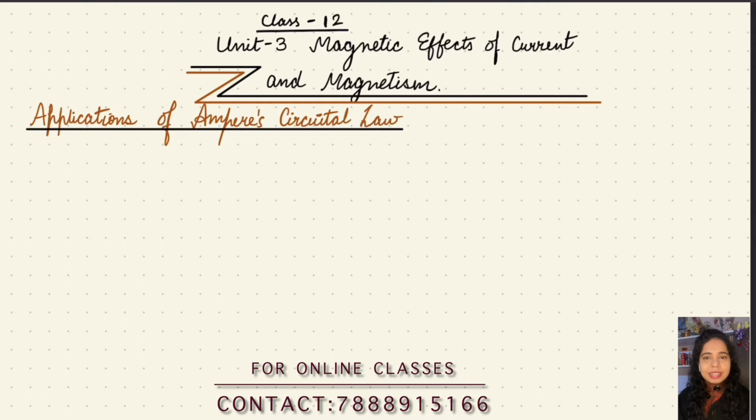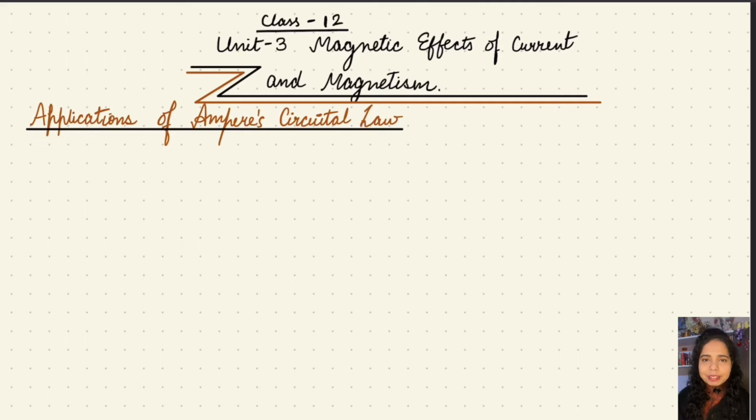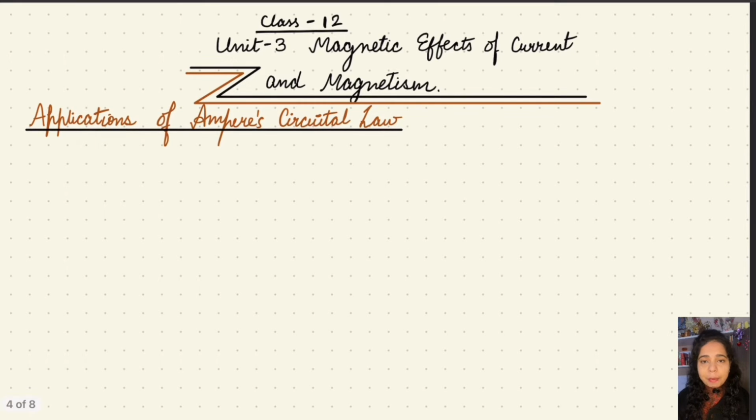This is Unit 3, Magnetic Effects of Current and Magnetism for class 12th, and we have already discussed Ampere's circuital law. Now it is time to talk about the applications of Ampere's circuital law, and today we are going to discuss these two applications. The first application is to find the value of magnetic field due to a long straight current carrying solenoid, and we will have to apply Ampere's circuital law in order to find the value of magnetic field due to the current carrying solenoid.